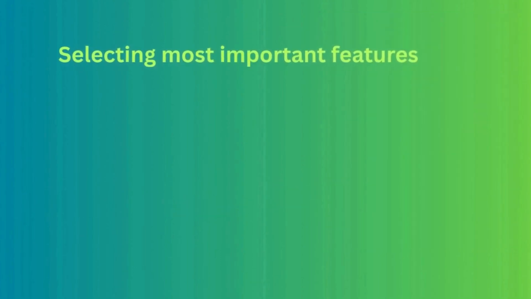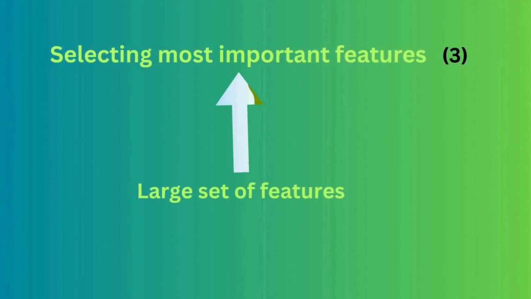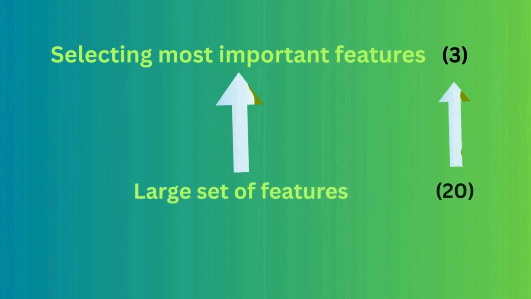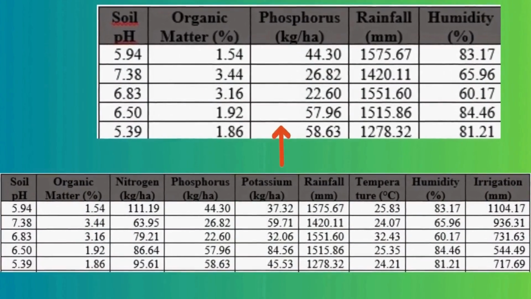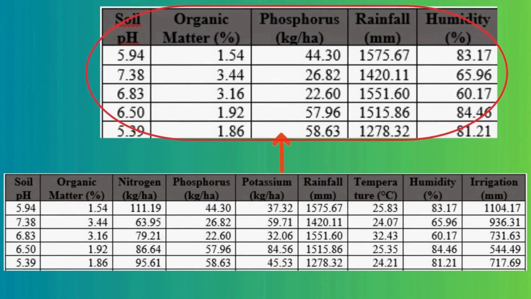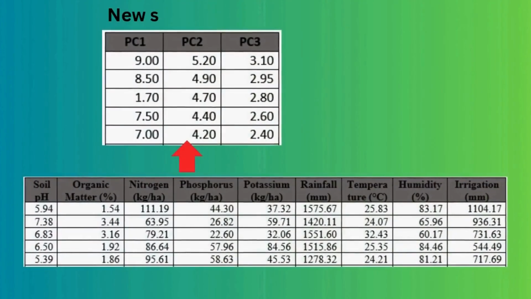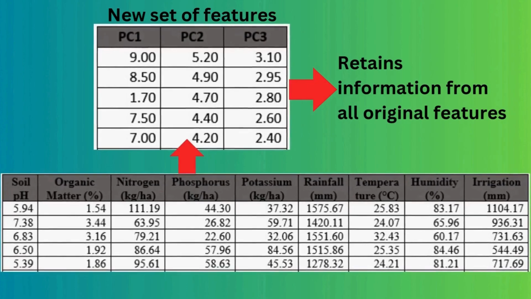Feature selection involves choosing the most important features from the large dataset, such as selecting 3 important features or factors out of 10 or 20 features. For example, I have selected here 5 key factors from a total of 9 factors using some mathematics. So these are 5 selected factors out of 9 factors of rice production. Here we are missing the information from the remaining unselected factors, specifically nitrogen, potassium, temperature, and irrigation. However, in the case of extraction, a new set of features is developed that retains the information from all 9 original features. Therefore, there is no loss of information.